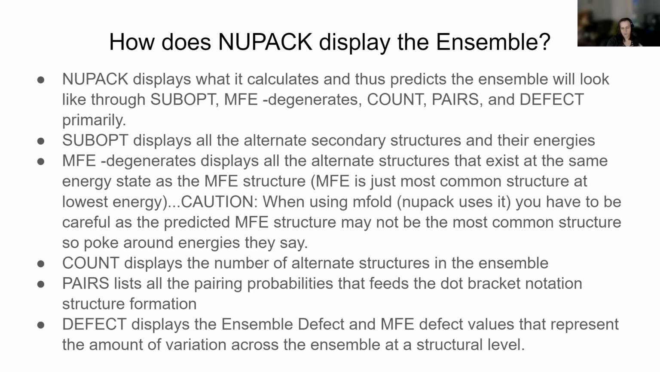Count displays the number of alternate structures in the entire ensemble. Pairs lists all the pairing probabilities. That's kind of low hanging fruit there. It displays the pairing probabilities whether or not you're looking at the ensemble, but pairs is kind of like your raw data. And defect displays the ensemble defect and the MFE defect values that represent the amount of variation across the ensemble at the whole level, at the structural level.